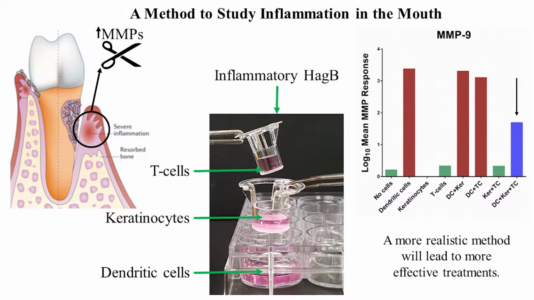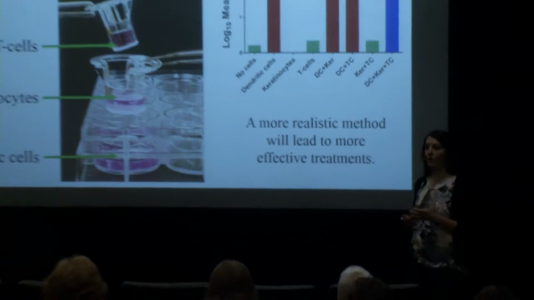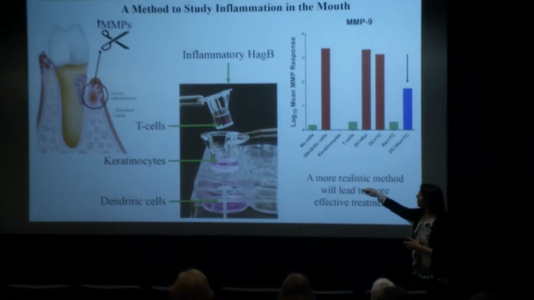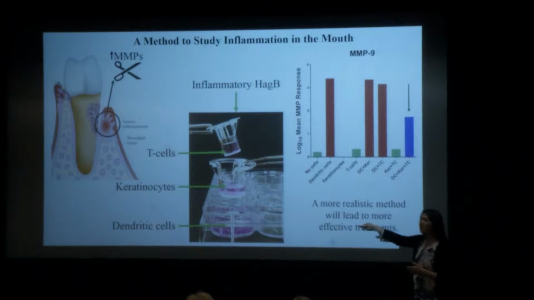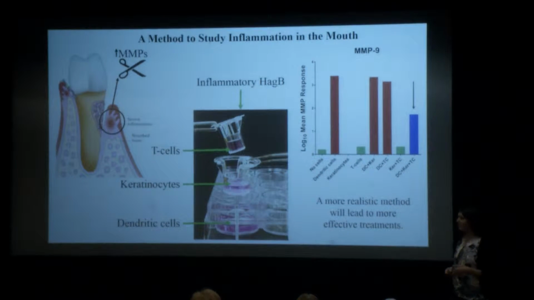Now, this system is unique because rather than the standard method of growing one cell type by itself, we're growing three cell types together, and they're allowed to communicate with one another because their signals can go through a porous membrane here and here. And so that way we can study the effect the cells are having on each other.